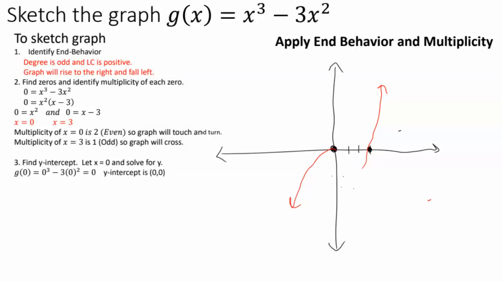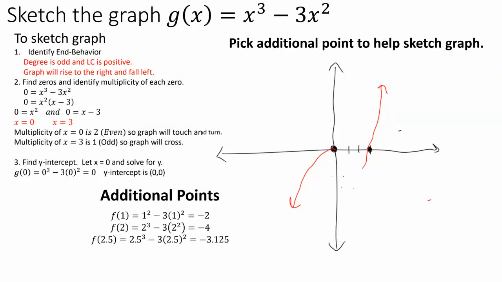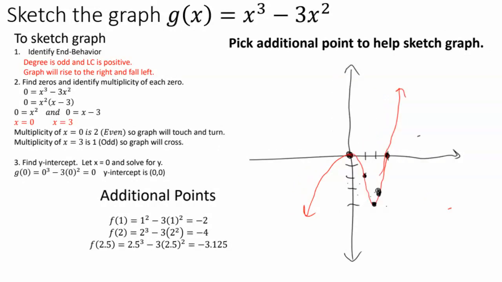But as you can see here, I would need additional points to see what's happening between 0 and 3. Again, I know that it's just touching at 0, 0, but in order for me to find out what's happening between 0 and 3, I put in additional points. I picked x equals 1 and x equals 2.